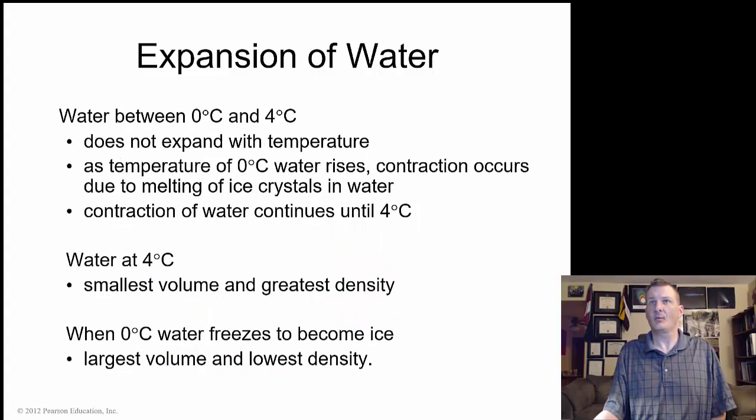Now, when water is between 0 and 4 degrees Celsius, it does not expand. As the temperature of 0 degree water rises, contraction actually occurs due to melting of ice crystals in the water, and that continues until 4 degrees Celsius. At that temperature, the smallest volume and the greatest density has occurred in the water. And when 0 degree water freezes to become ice, then we have the largest volume and lowest density possible.